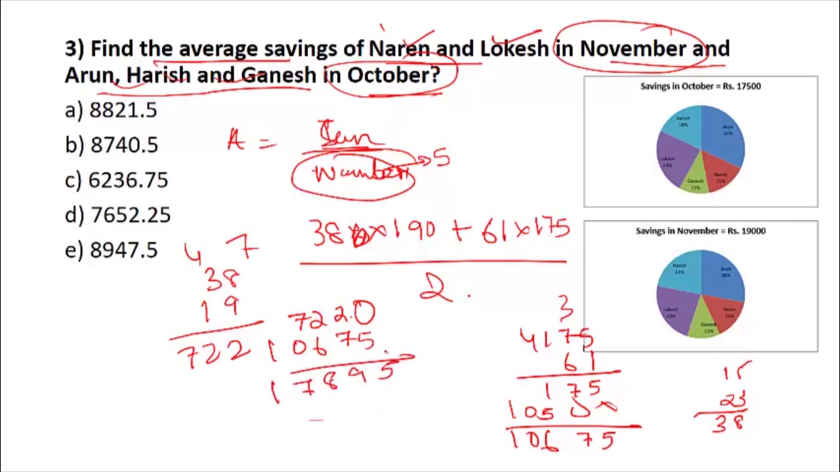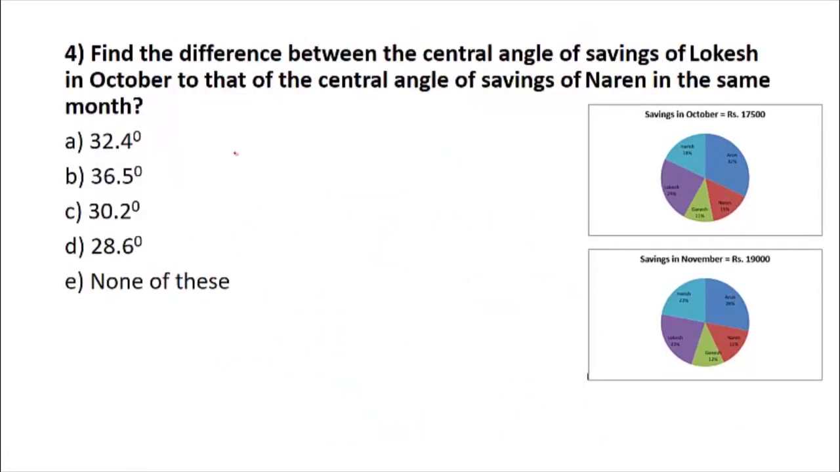Okay, so we have to take the half of that. If you see, what we'll get here is half of that would be 8, 1 carry 9. Okay, again 4, 1 carry 7.5, 8, 9, 4, 7.5. Where do we have this? It is in A. Okay, so let us take question number 4.